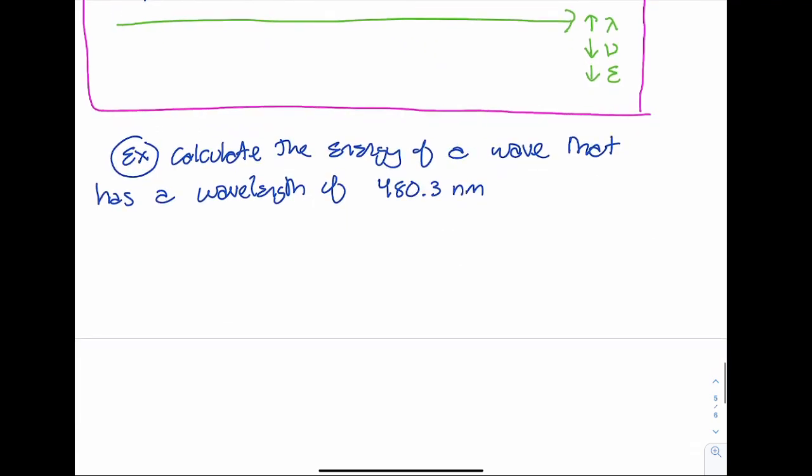So I'm going to put all the equations in one spot with my constants. I know that my speed of light is equal to my wavelength times my frequency. I know that energy is equal to Planck's constant multiplied by frequency. Speed of light, and then Planck's constant.